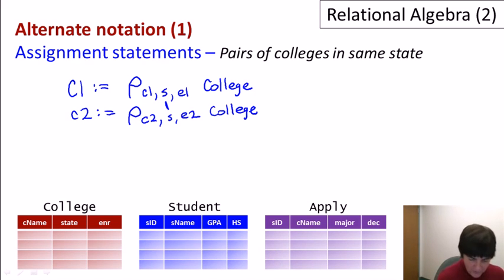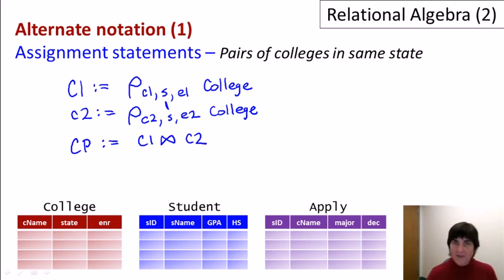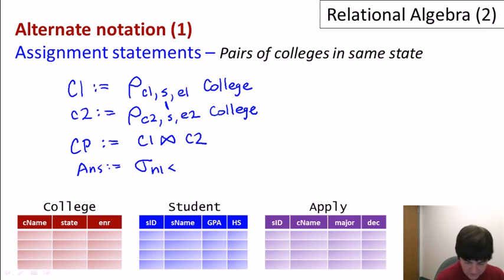So now we'll say that college pairs gets C1 natural join C2. And then finally we'll do our selection condition. So our final answer will be the selection where N1 is less than N2 of CP. And again, this is equivalent to the expression that we saw on the earlier slide. It's just a notation that sometimes people prefer to modularize their expressions.